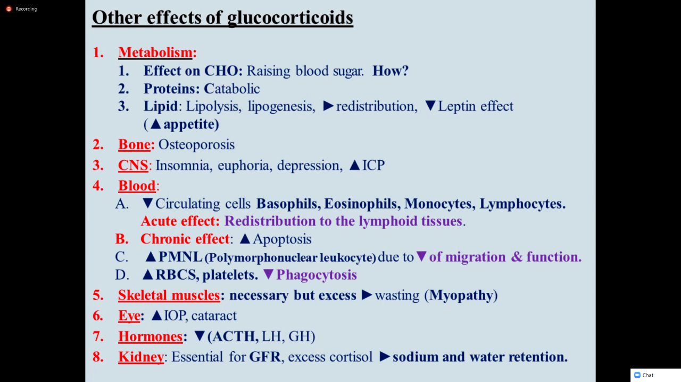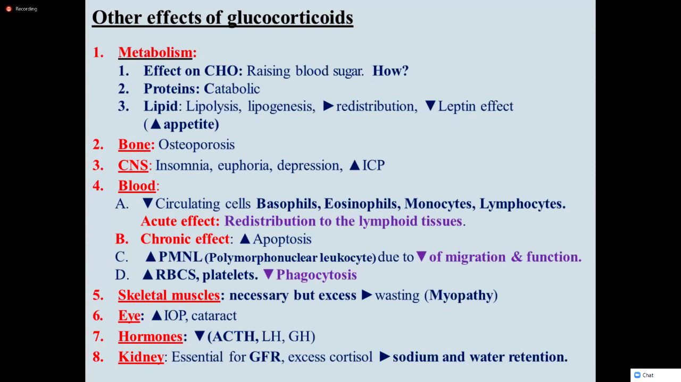Next is effect on the bone. It may lead to osteoporosis by decreasing calcium absorption and increasing excretion, along with increased breakdown of bone matrix. So this is also an undesired effect. Regarding the central nervous system, they may produce insomnia, euphoria, depression, and increase in intracranial pressure.